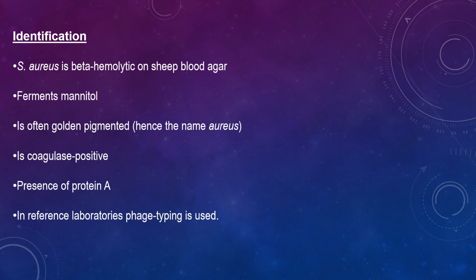So for identifying S. aureus, this is beta hemolytic on sheep blood agar. It ferments mannitol, is often golden pigmented, and that's why it's got the name aureus. It's coagulase positive, so if you run a test on it, you'll see that it's coagulase positive. Presence of protein A, and in reference laboratories, phage typing is used for this.